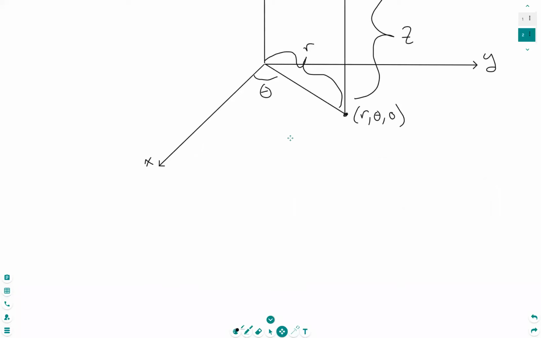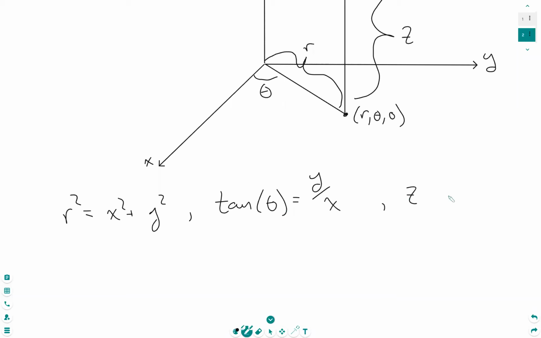Okay, so how do we convert back from rectangular to cylindrical? Well, we could say that r squared is equal to x squared plus y squared in this case, we also can say that tangent of theta is y over x, and z, of course, is still equal to z in the example that we have up here.